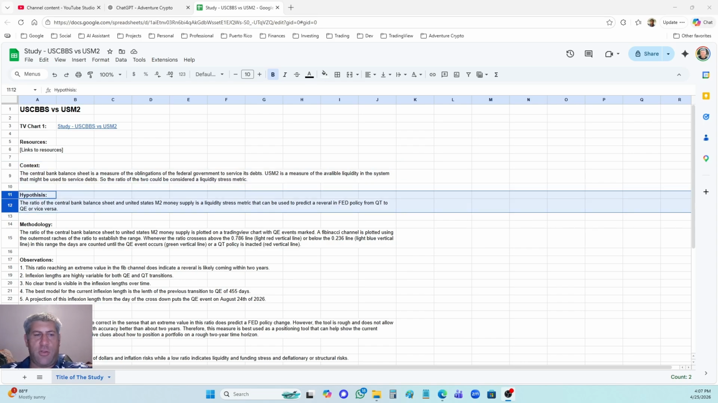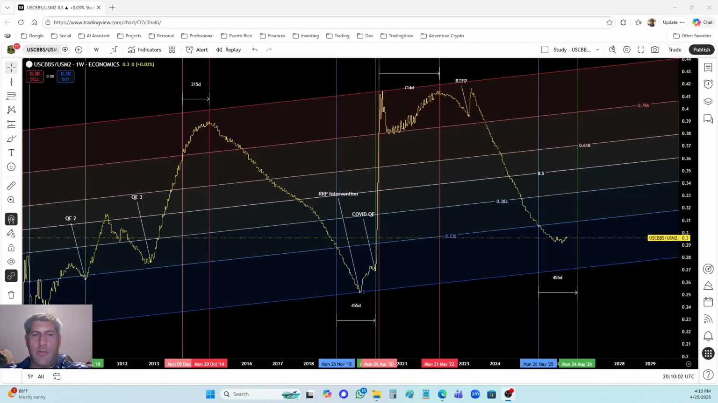The hypothesis for this study is that the ratio of the central bank balance sheet and United States M2 money supply is a liquidity stress metric that can be used to predict a reversal in Fed policy from QT to QE or vice versa. Methodology.